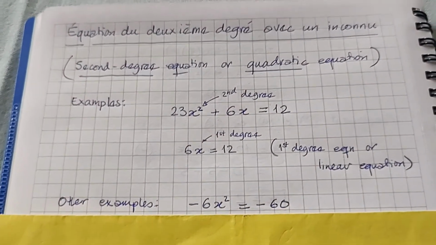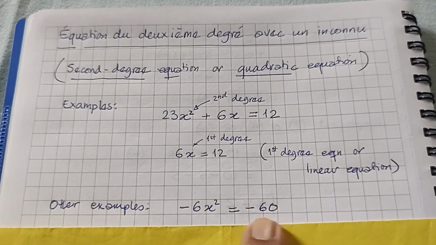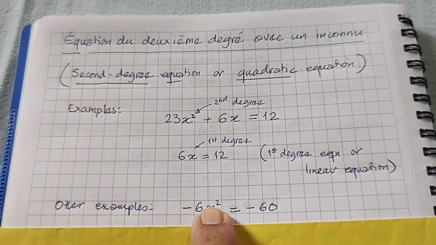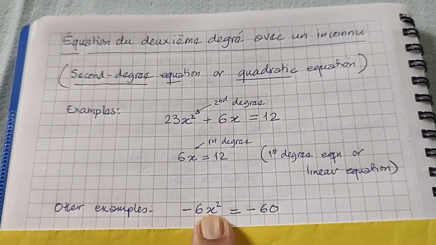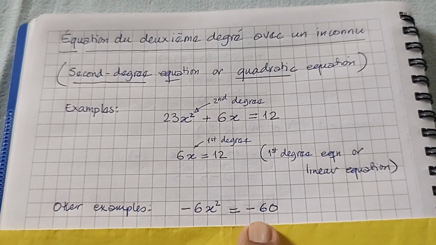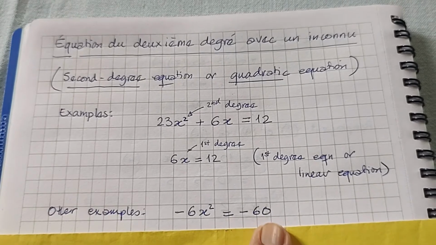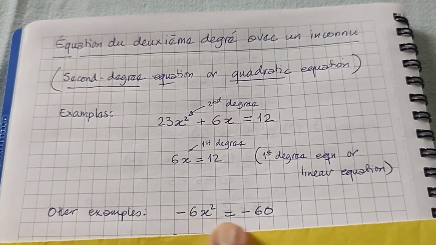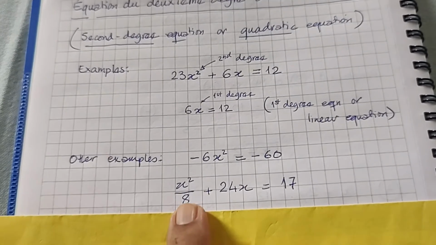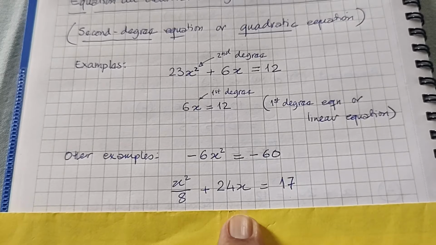So, other examples of quadratic equations are these. Minus 6x squared is equal to minus 60. This is a quadratic equation just because the x is raised to the power 2, à la puissance 2. Here it's very simple. You can even see x squared is equal to minus 60 over minus 6. So x squared is equal to 10. So x is equal to root of 10, square root of 10. This is very simple. We can do it in our heads. This is another equation. X squared over 8 plus 24x is equal to 17.